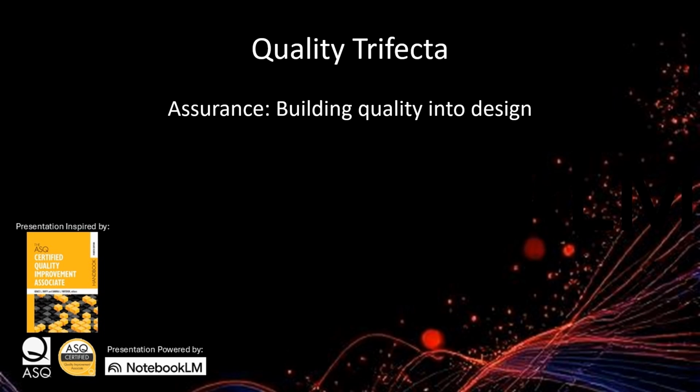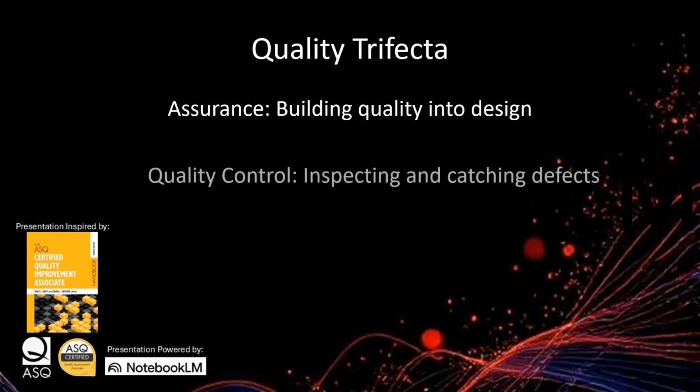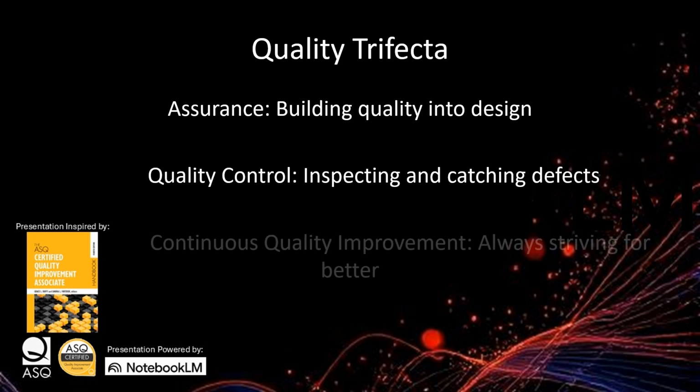Okay, that's prevention and action. But even with the best laid plans, things can still go wrong. What happens when cracks appear? That's where quality control comes in. Think of it like the building inspector who checks for code violations during construction. They're looking for anything that doesn't meet the standard, right? Precisely. They catch those issues before they become major problems. So quality control is about identifying and correcting those issues before they reach the customer.